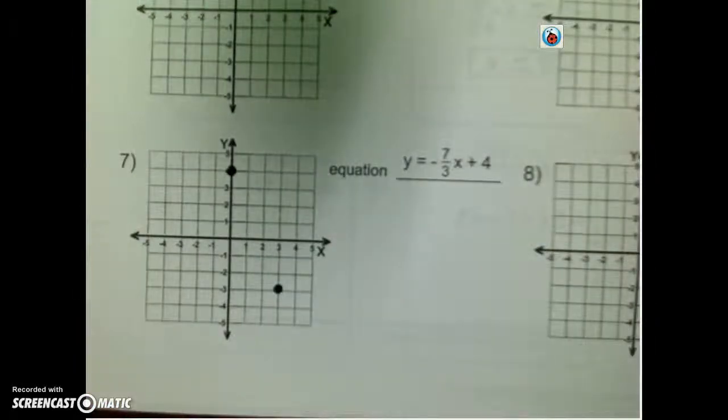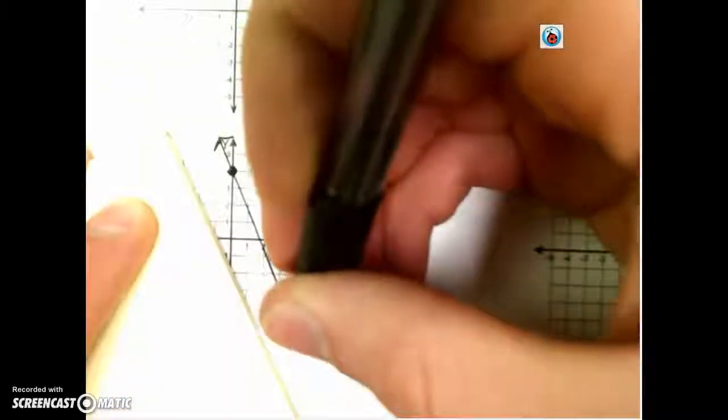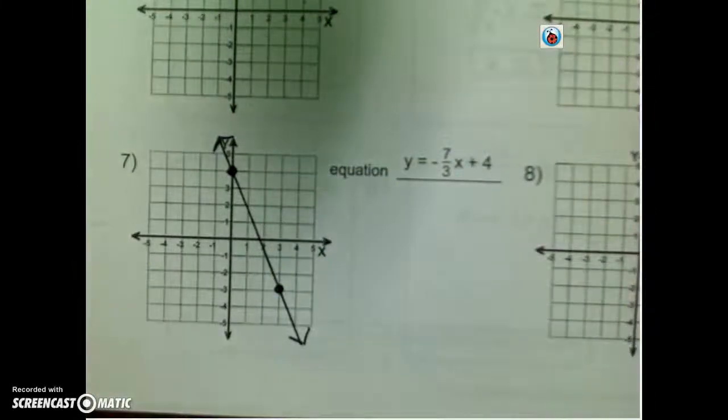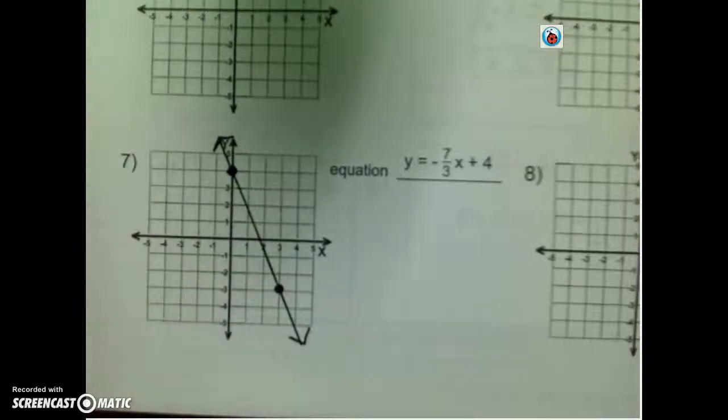All right, once I get those coordinate points, I can use a straight edge and connect my line. And make sure we put arrows on the ends of those lines, just like that. And draw a nice full line. Don't just barely connect the coordinate points. The lines keep going forever and ever, so draw that onto your page.